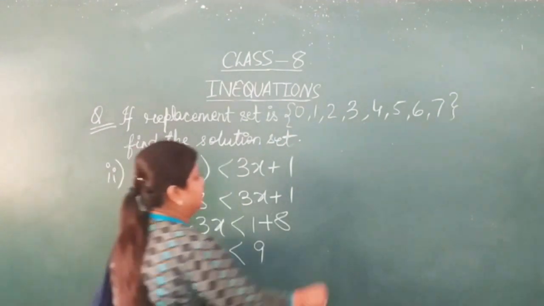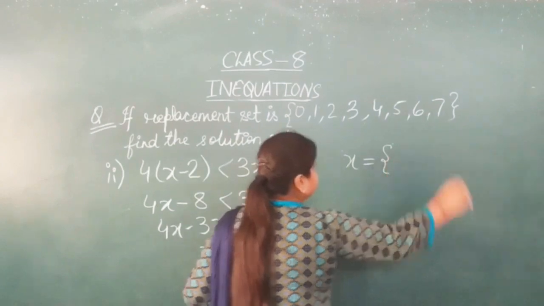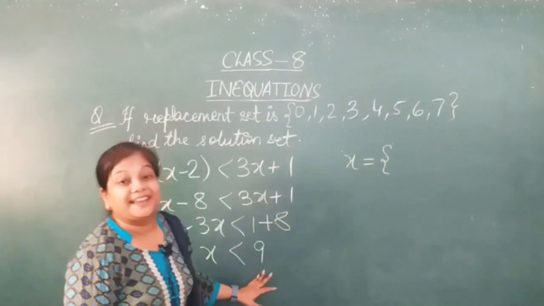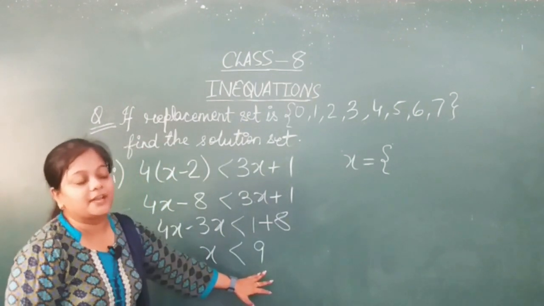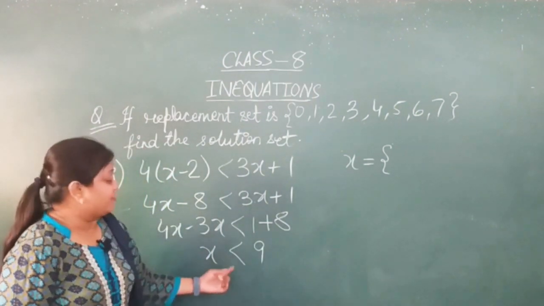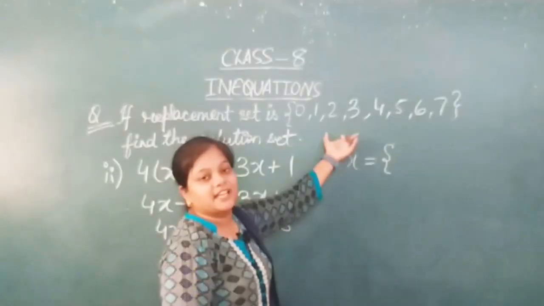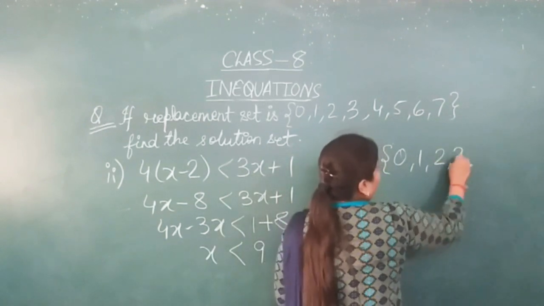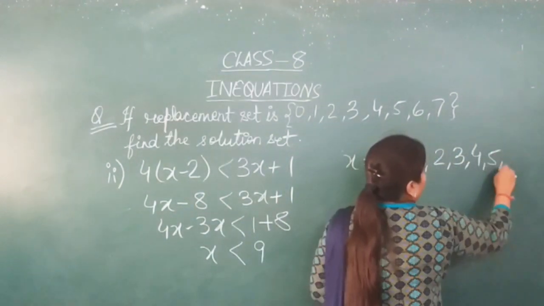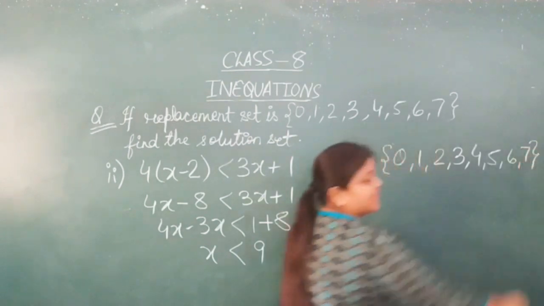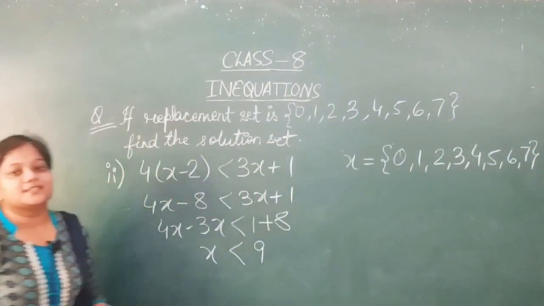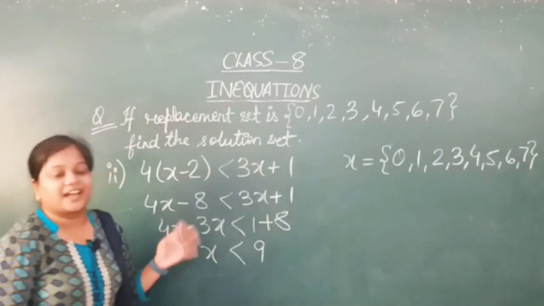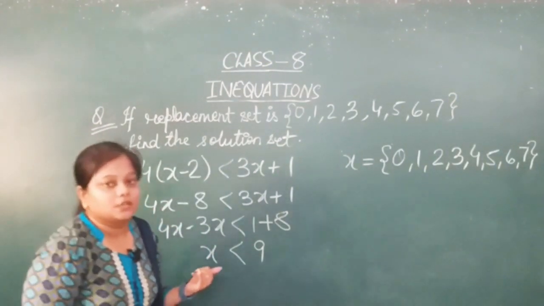Now, our solution set will be, now we don't have numbers up to 9 in our replacement set. So, we will find the answer according to this replacement set. We will get 0, 1, 2, 3, 4, 5, 6 and 7 as our solution set. So this is the way we can solve our questions graphically or without number line.